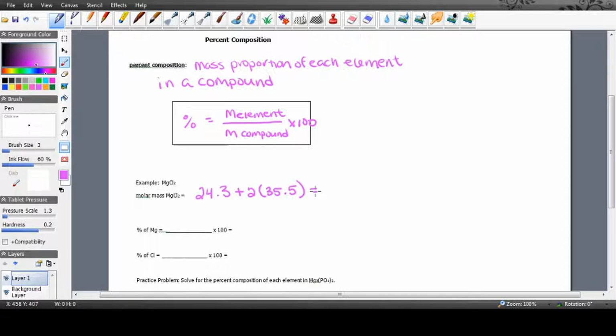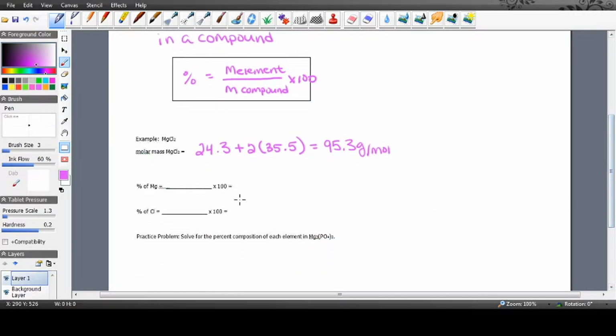Hopefully you're calculating along with me so that you're not totally bored and falling asleep. 24.3. More importantly, checking my work because I am prone to error. And here we go, a molar mass of 95.3 grams per mole. So that's the molar mass of the entire compound. The percent composition will tell us what percentage of this compound is magnesium and what percentage is chlorine.